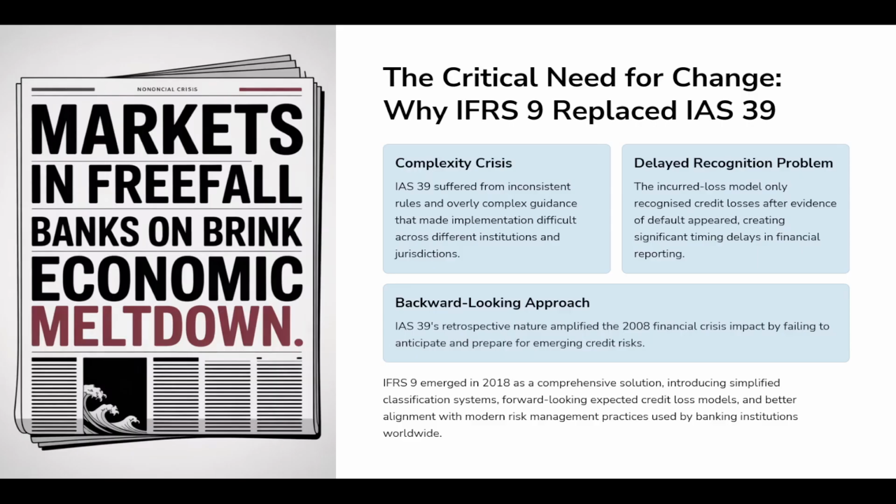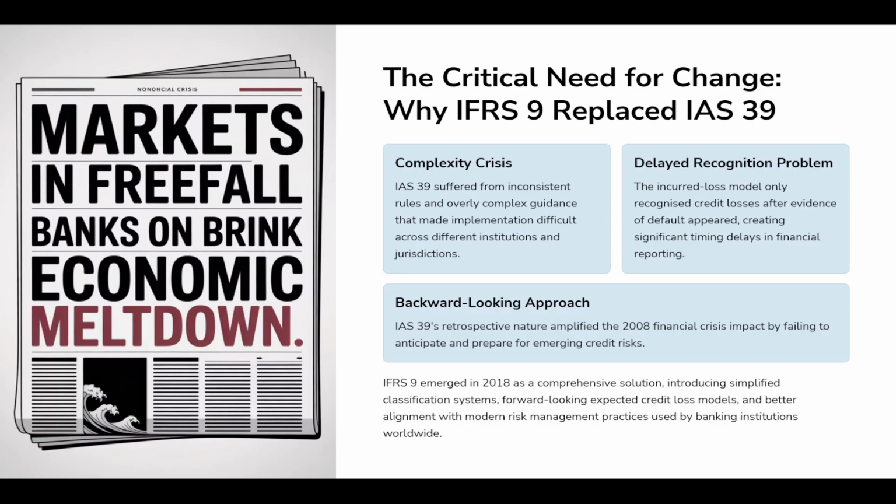IAS 39, the previous standard, had several critical issues. It was overly complex, inconsistent, and delayed the recognition of credit losses. Under IAS 39, provisions were only booked once there was clear evidence of default. This backward-looking approach made banks vulnerable during the 2008 financial crisis, when losses were recognized too late.